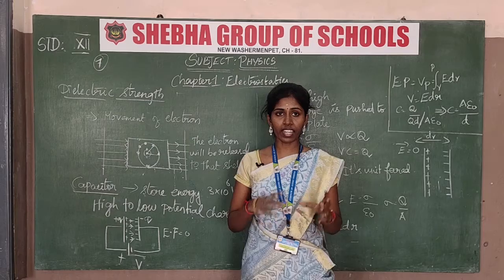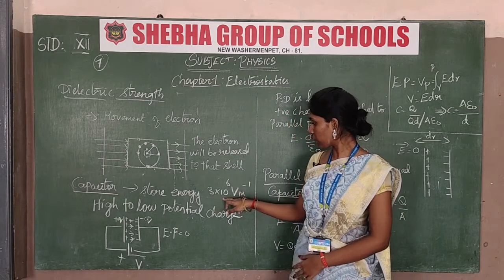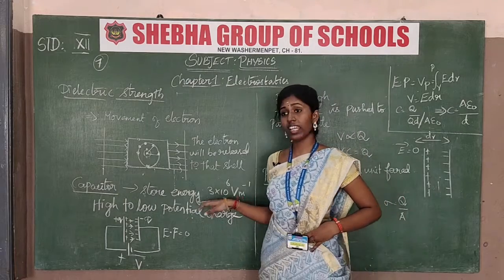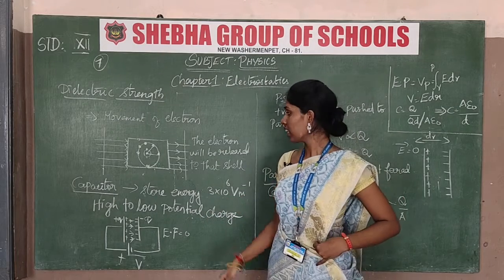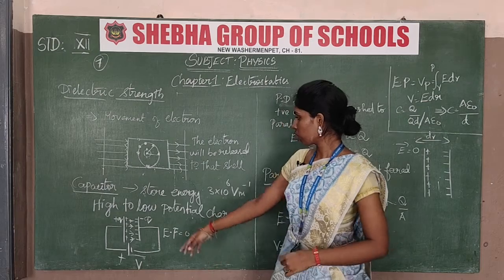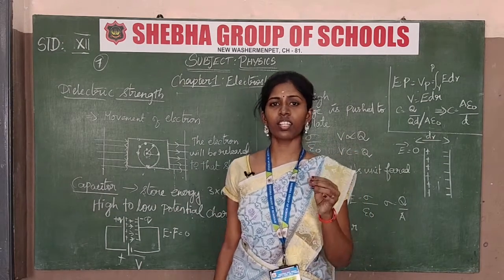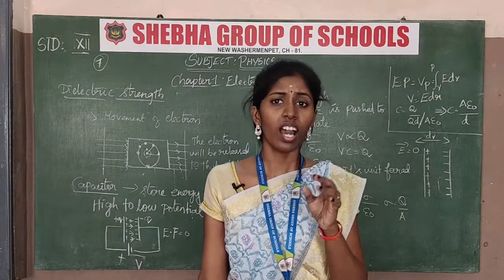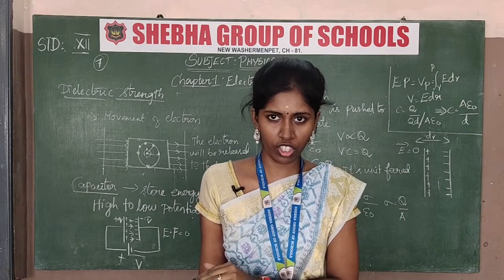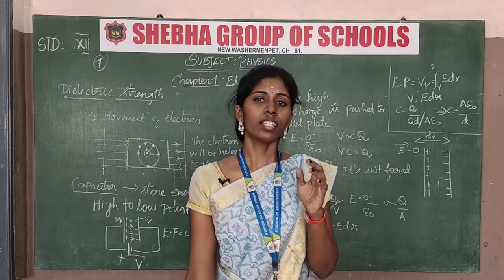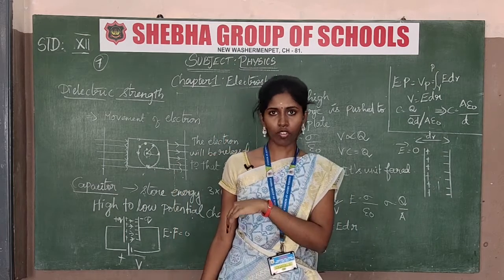So for the total energy, for example, 3 into 10 to the power of 6 volts will be applied. So 3 times higher than the electrons means the capacitor will be having high to low potential charge. Here the electric charge will be discharged, from higher potential to lower potential. So we are applying one conductor in the electric field, from higher potential to lower potential.